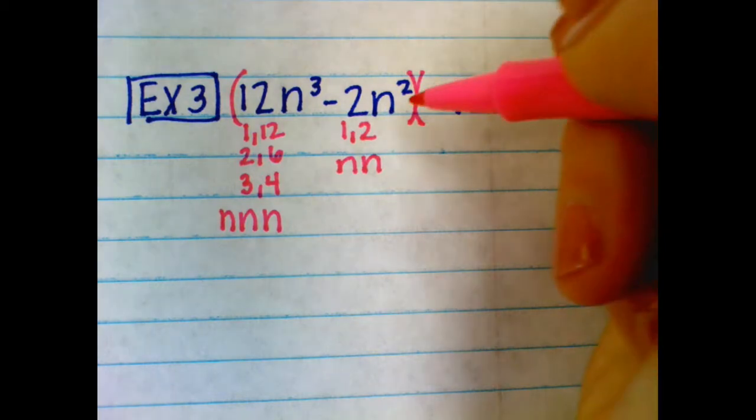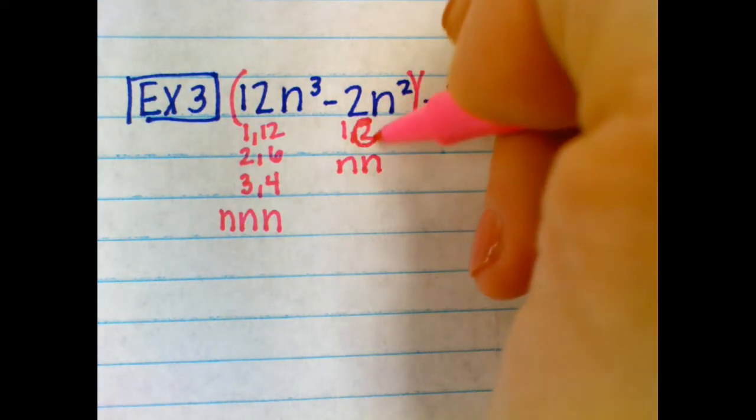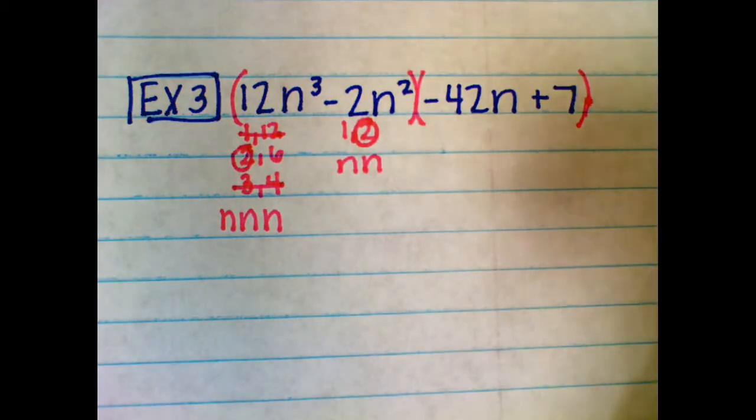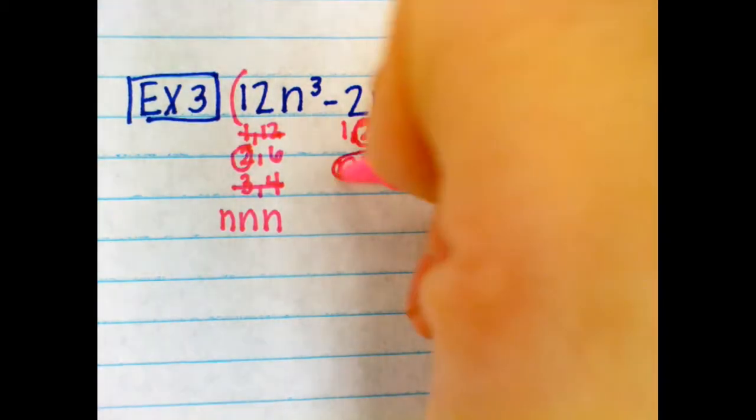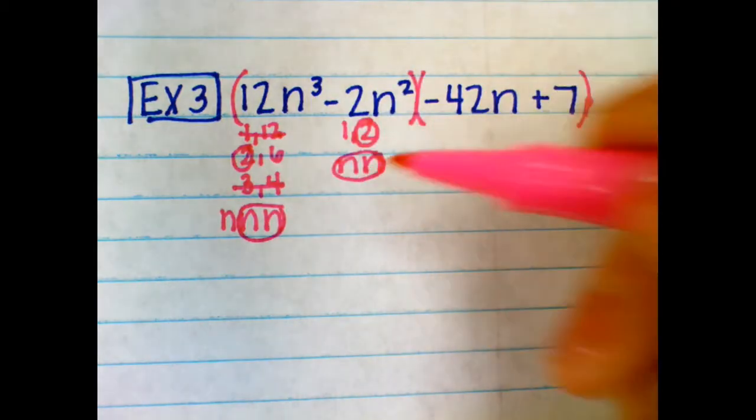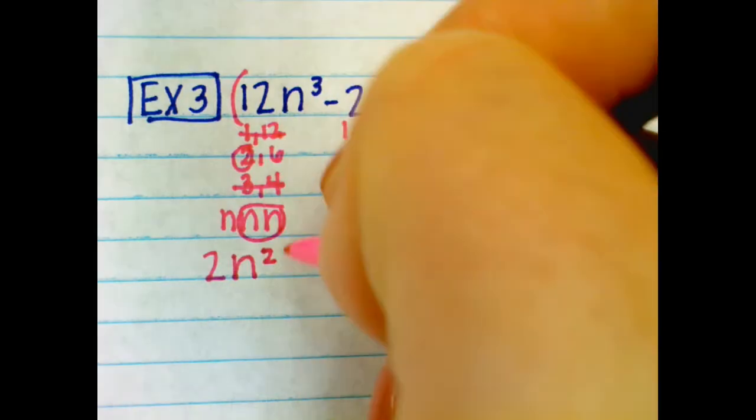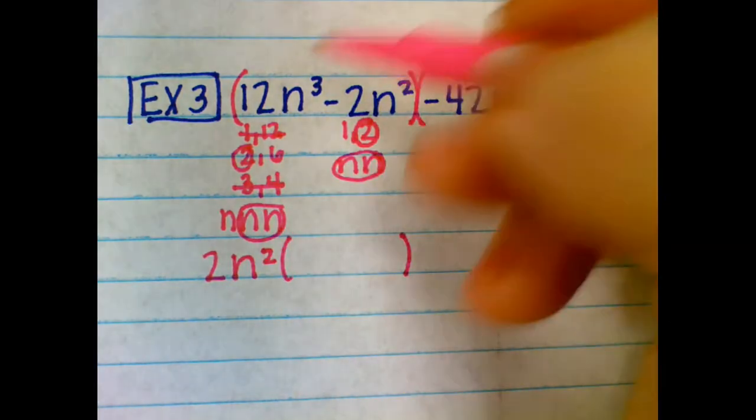So when I look for my greatest common factor, my biggest number is just 2. So these cross off, these cross off. And my smallest n's is 2, so I can circle 2 here and 2 here. So I have the same thing circled, so that's what goes on the outside, 2n to the second. Okay, and let's look at what's left.